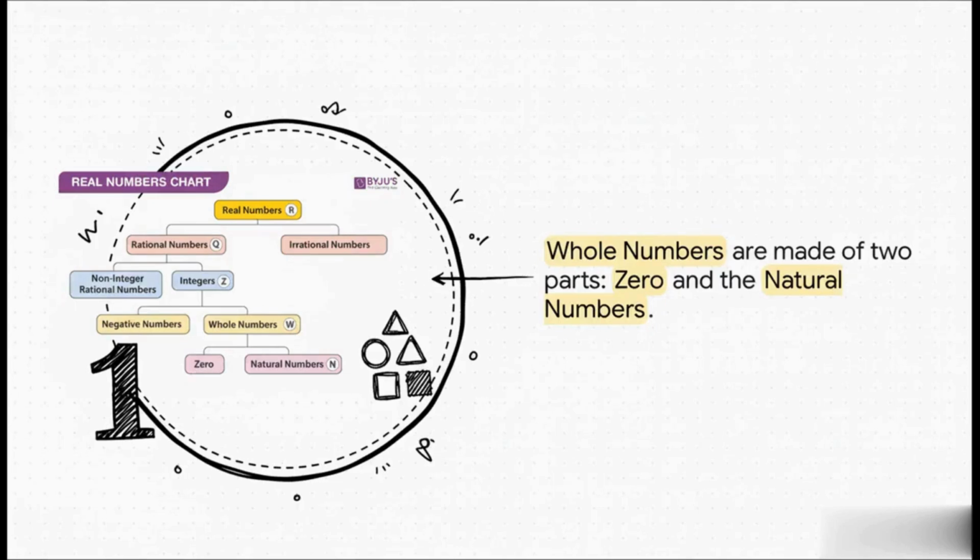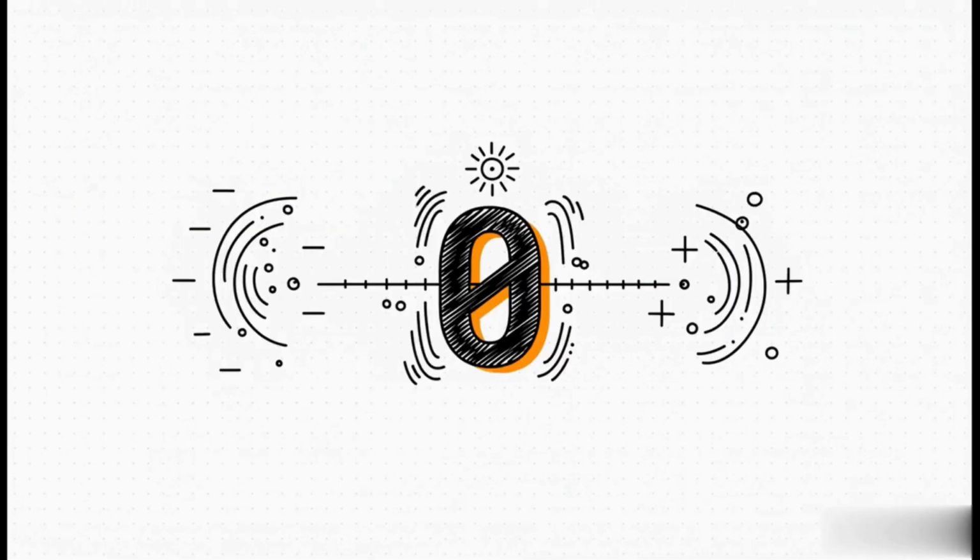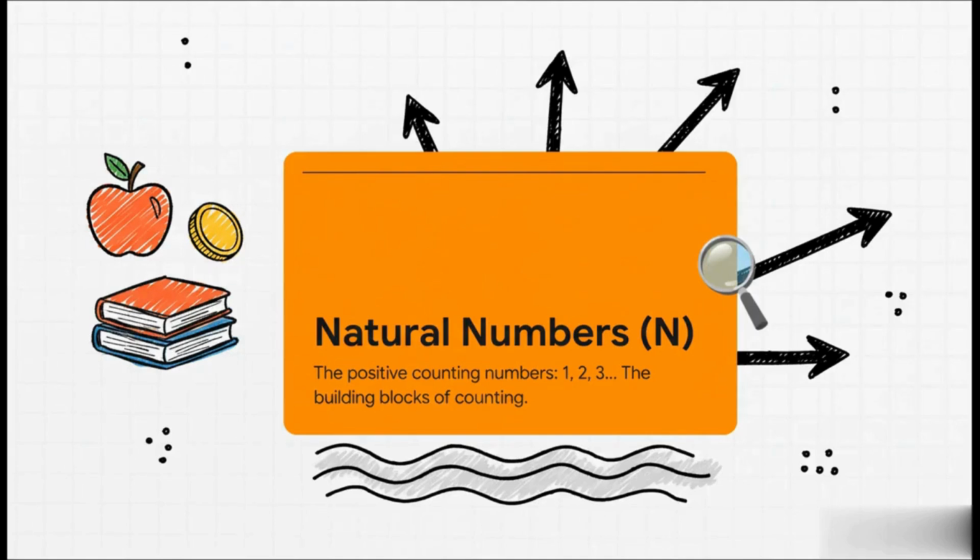And this brings us right down to the most fundamental level of our map. The group of whole numbers is itself made of just two parts, one very unique number and a final essential category. That unique number is, of course, 0. It's the only whole number that isn't positive. It's the origin, the starting point, the great divider. It gets its own special place because it's neither positive nor negative. It's just 0.